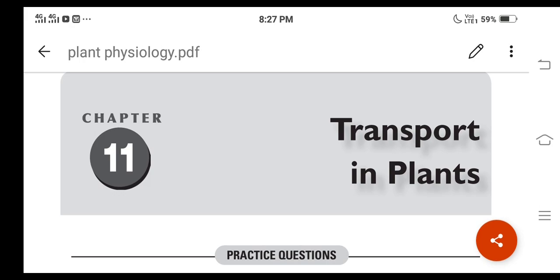And remember, based on the theory part only, normally the multiple choice questions will appear in the KCET as well as in NEET examination. Okay, and let us start the discussion, right?